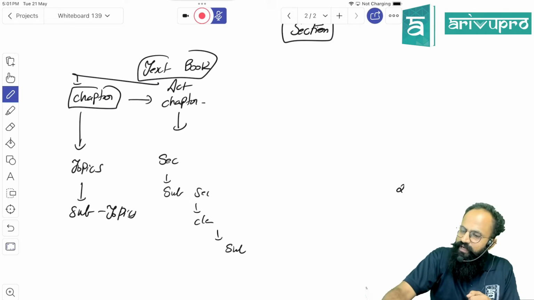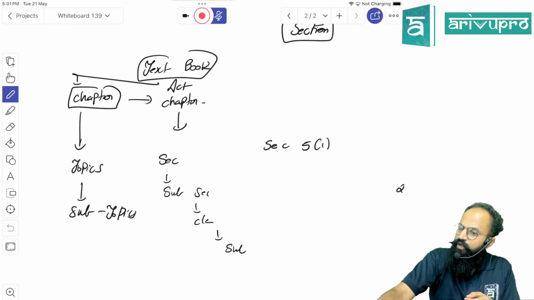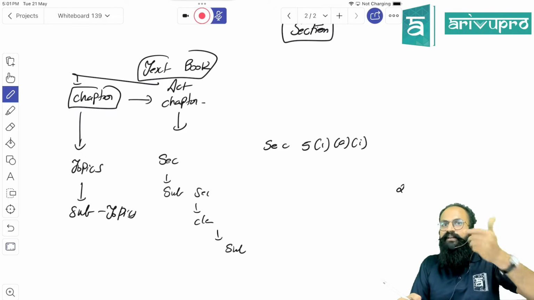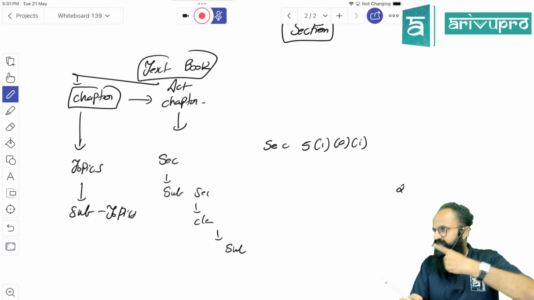So if I have to give you an example, it will be, say for example, section 5, subsection 1, clause A, subclause 1. That's how a law can be interpreted or read. Is it clear, all of you?